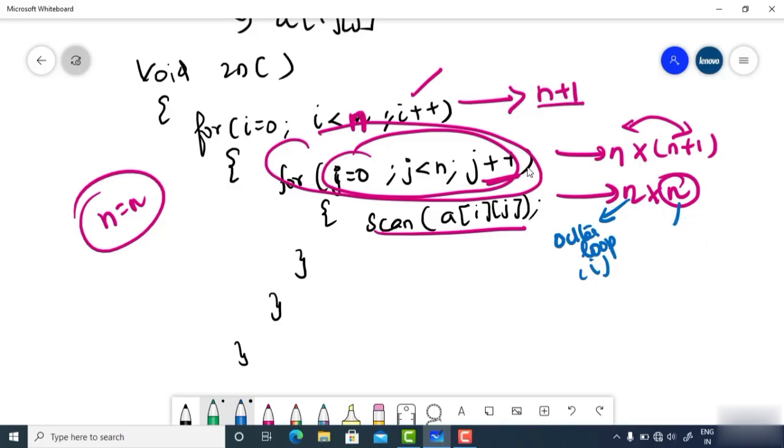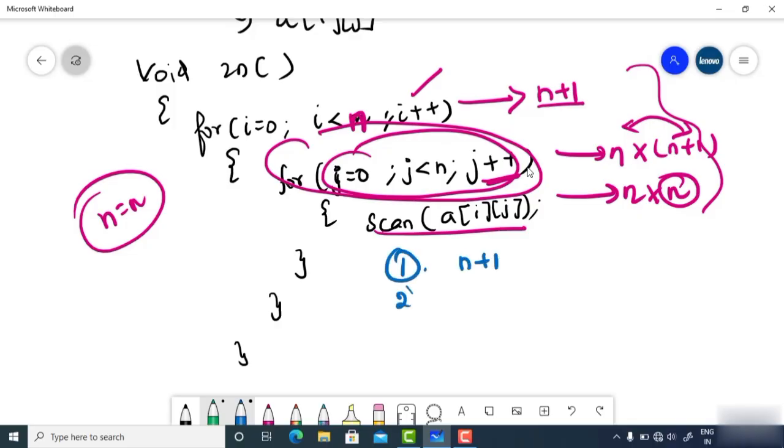Let's first find the total frequency count, and after that we will go for time complexity. Let me write these statements again. The first statement is n plus 1 times. The second statement is n into n plus 1, which will be n square plus n. And the third statement is n into n, which is nothing but n square.